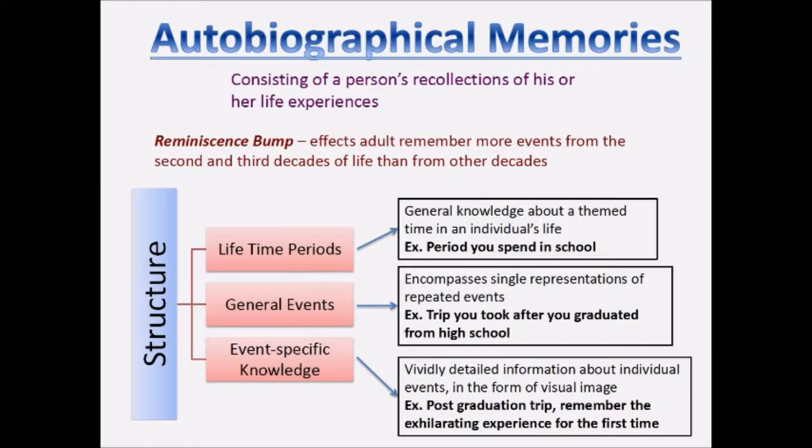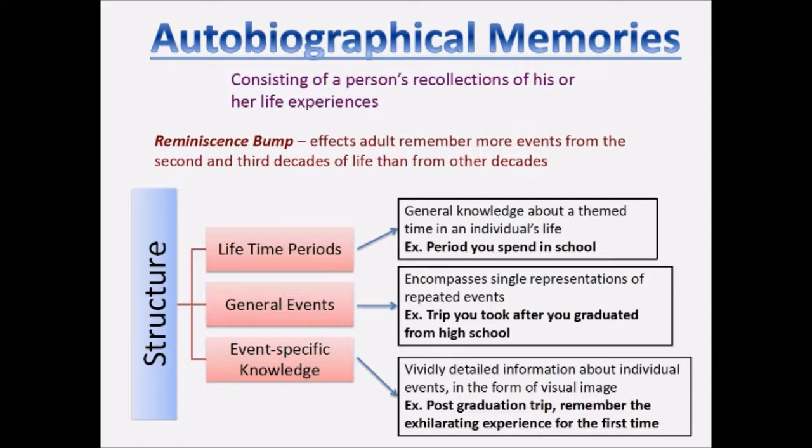Autobiographical memory is a special form of episodic memory consisting of a person's recollections of his or her life experiences. So basically, it is the recollections and experiences of an individual. One discovery about autobiographical memory is the reminiscence bump effect: adults remember more events that occurred during their adolescence and early adulthood. Autobiographical memory is categorized into three broad areas: lifetime periods, general events, and event-specific knowledge.